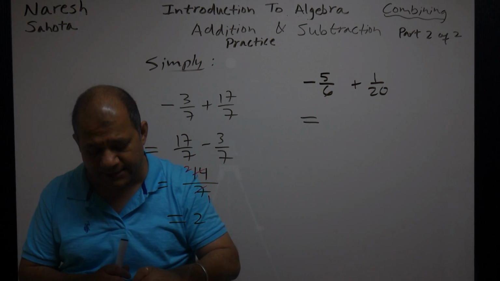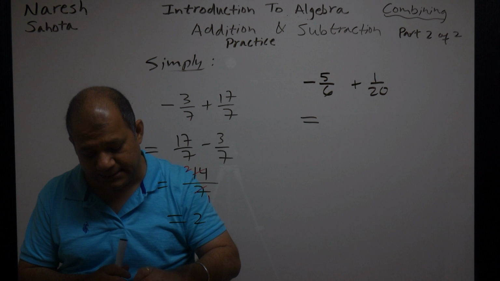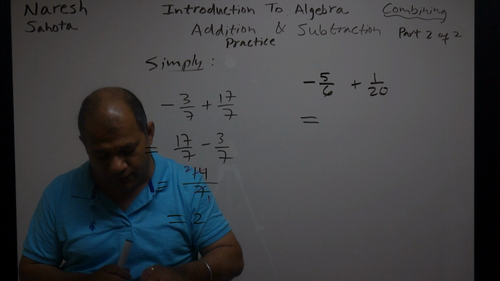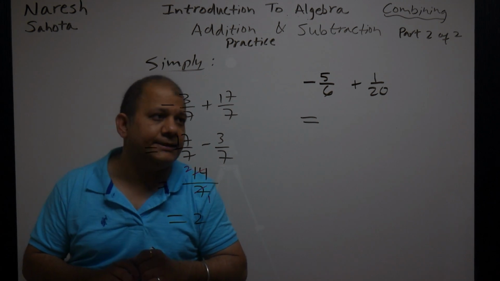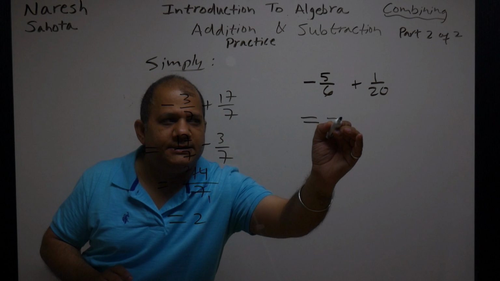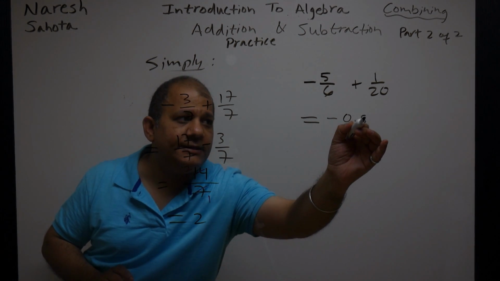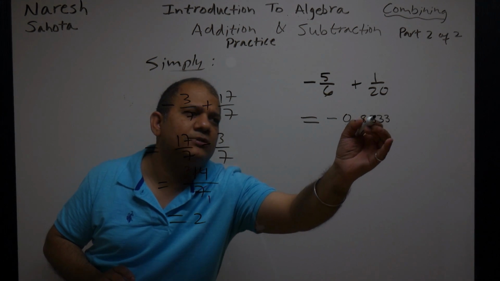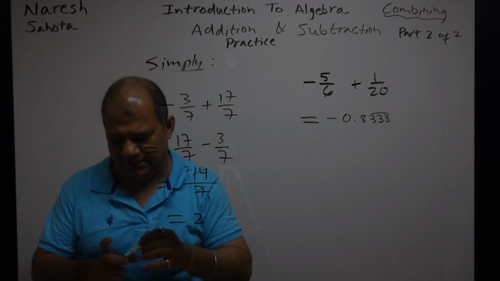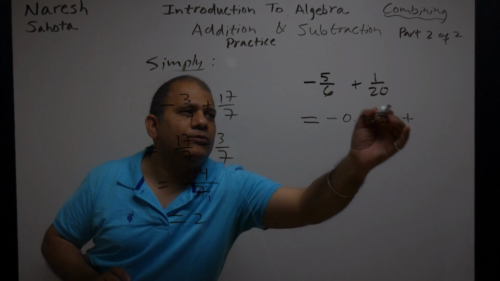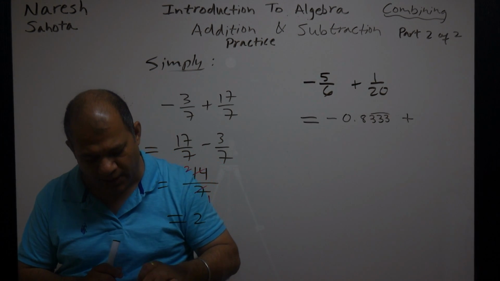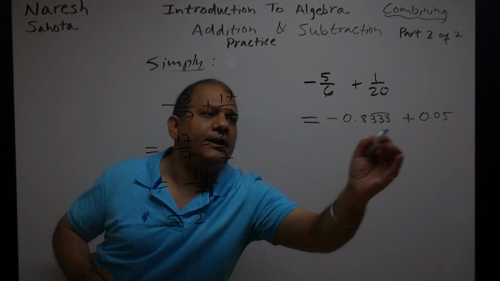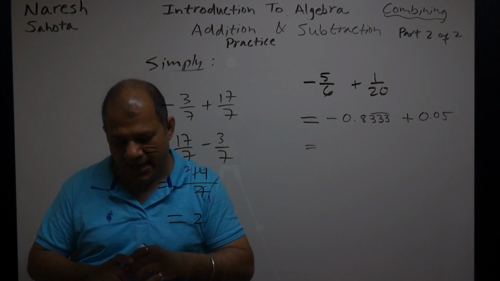So what's 5 divided by 6? I know, but I still want to punch it in. So 5 divided by 6 is negative 0.8333 repeating. I will stop at, let's say, 4 digits after the decimal. And then we have 1 over 20. So 1 divided by 20 is 0.05.